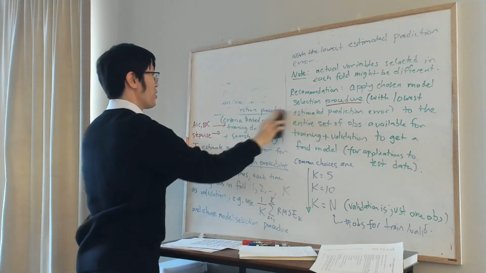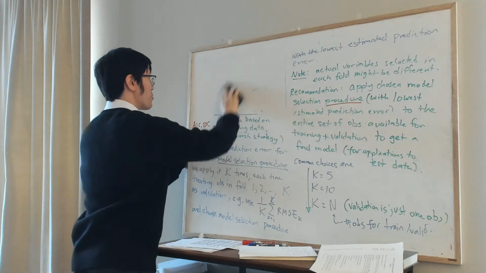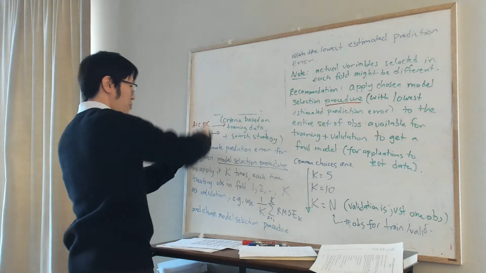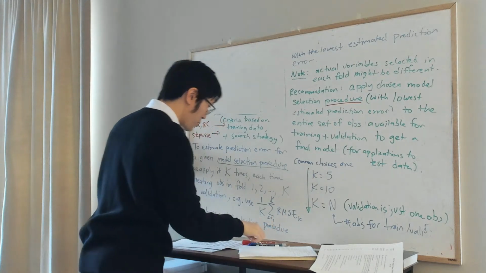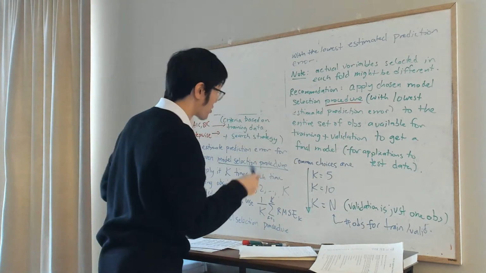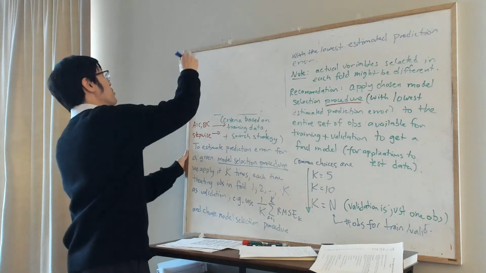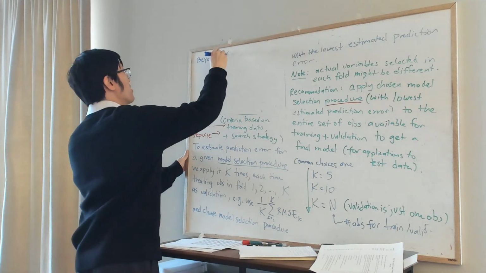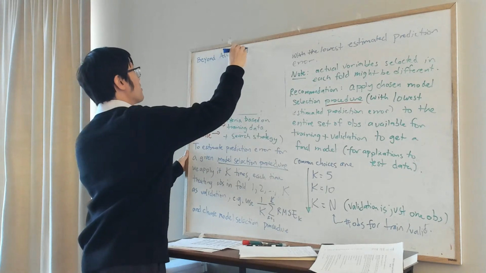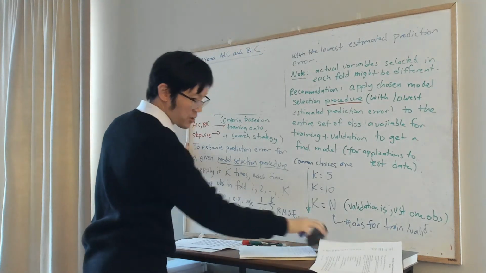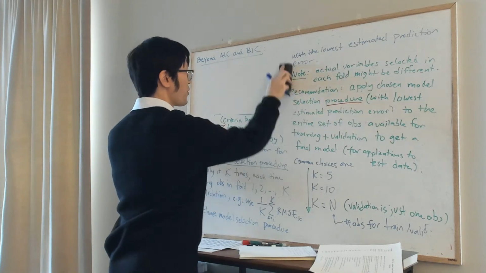So what I'll call this little segue is, if we want to look at things that we can do other than just plain old AIC and BIC, let's call this beyond AIC. Just to give you a couple of ideas of other metrics that could be useful.